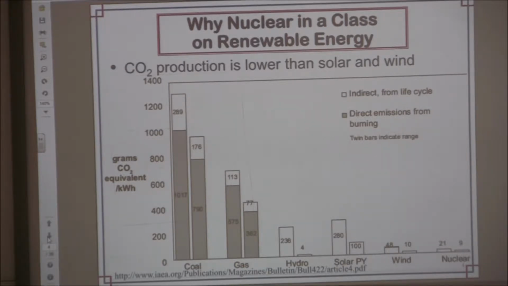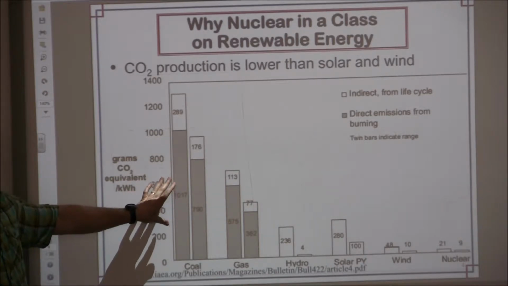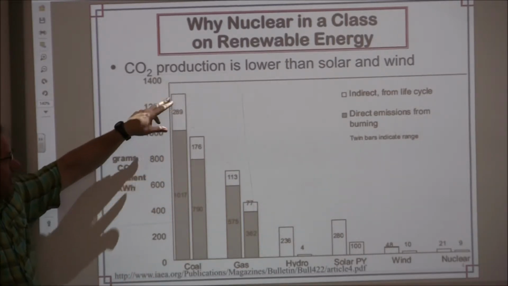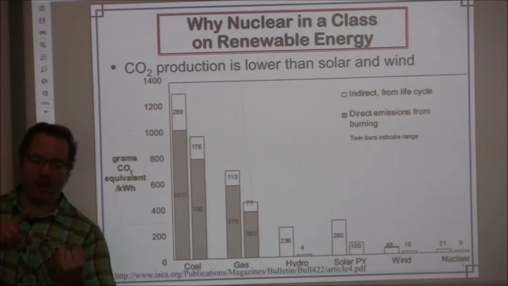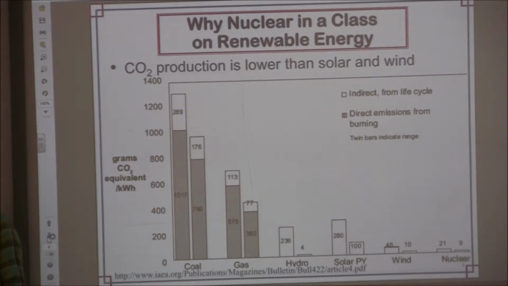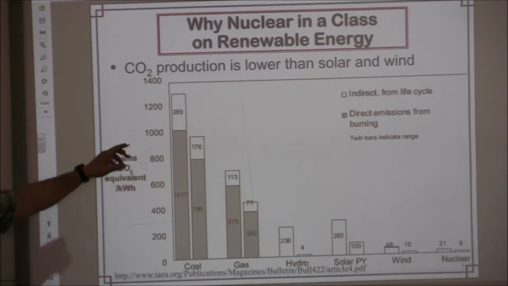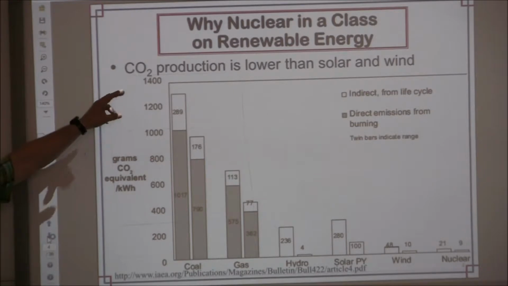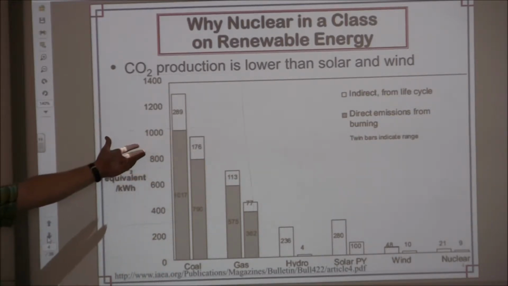Here is the production of CO2. Look at coal, this is grams of CO2 per kilowatt hour. There are two things: the dark gray is emissions from burning, and the box is the indirect, so that's from building the plant. You have concrete that you had to produce, and you have equipment inside. So those are the indirect costs. Coal varies significantly, from up around 1,300 grams to around 900 grams.